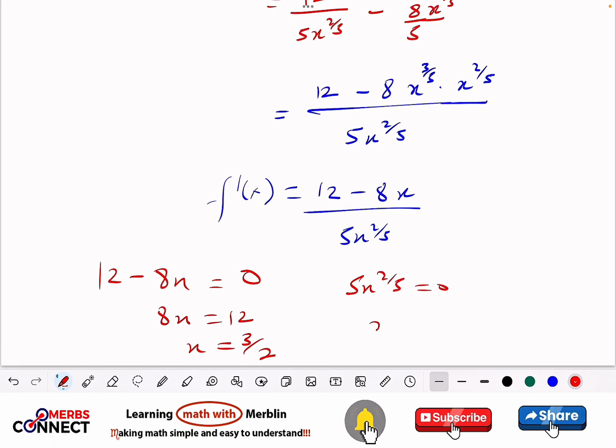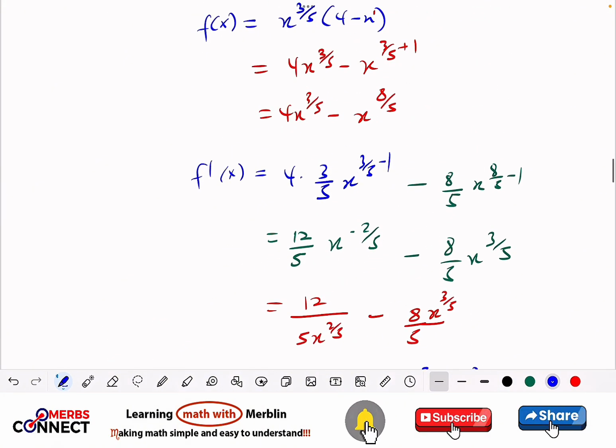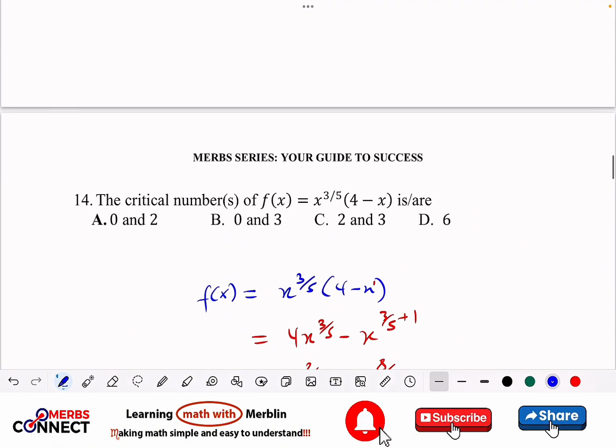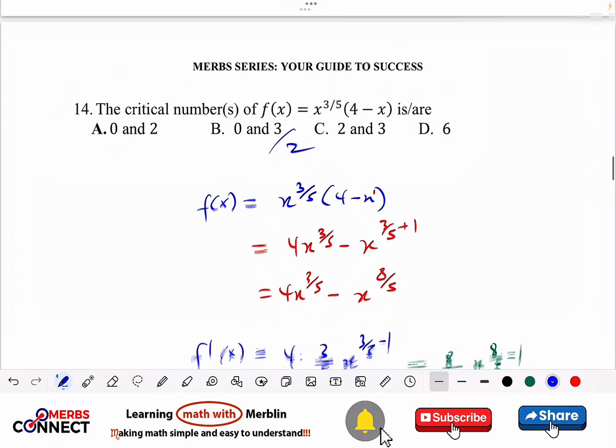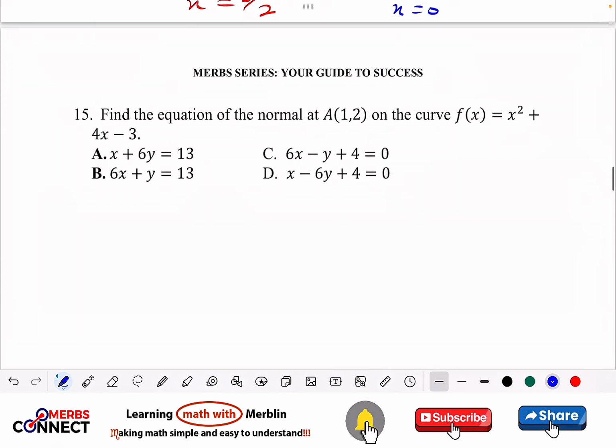So this is the same as x to the power 5. X to the power 2 on 5 is equal to 0 when I divide through by 5. And when I want to find x here, x should be equal to 0. So the critical points are 0 and 3 on 2. So we don't have 0 and 3 on 2 here. Okay, this one should have been maybe divided by 2, but we don't have the answer there. So that is question 14.